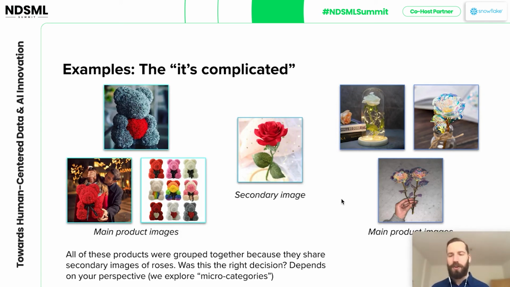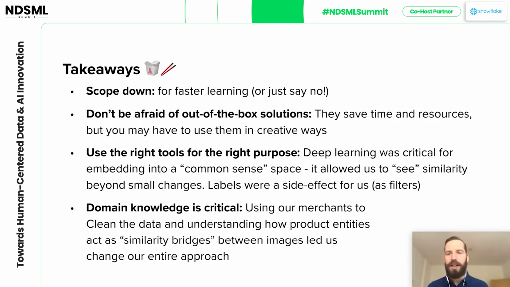So it opened a lot of really interesting discussions, and I want to say a much better understanding of the products in the catalog. So to conclude this talk, I want to leave you with some takeaways. First of all, scope. That was one of the most important keys. You have to be able to iterate faster.